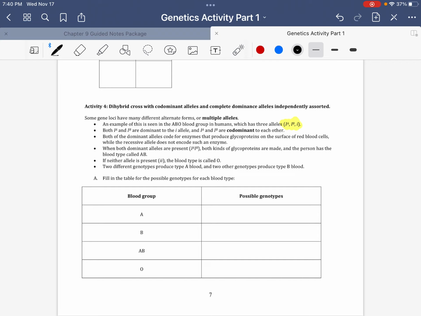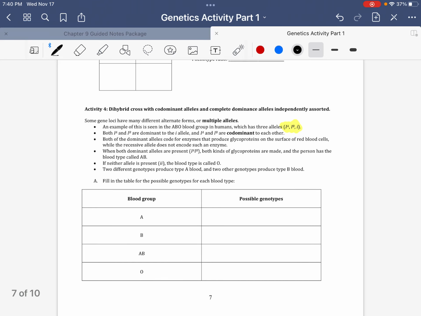So your possible genotypes, remember you get two alleles for each trait. So for type A blood, you could get two dominant alleles with the A protein, or you could get one dominant allele with the A protein and one recessive allele. Same thing for type B blood. Okay, for type AB, you have to get the dominant allele for A and the dominant allele for B. And for type O, you have to get two recessive alleles.